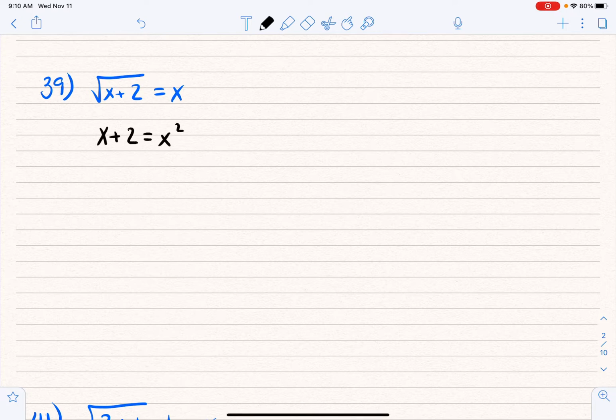That was really simple. Now you bring everything over to one side. So I'm going to bring all this over to that side. And when I do that, I will have x squared minus x minus 2 equals 0.